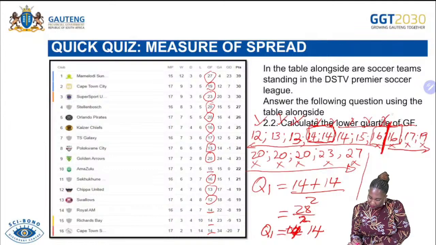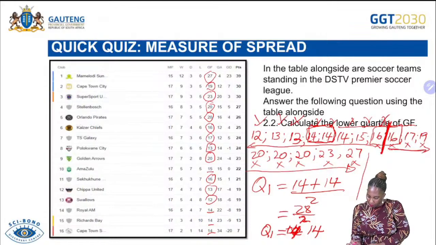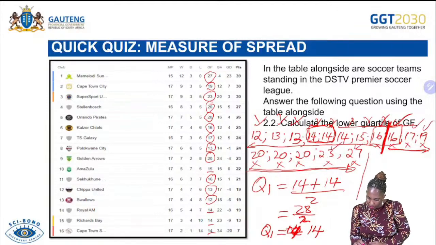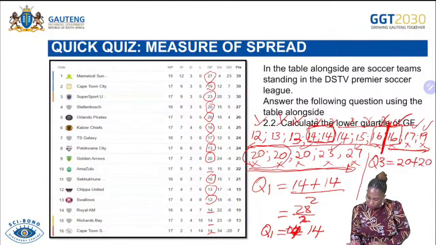Now the upper quartile, we said we have divided our data set into 2 equal parts. So now I'm doing the upper one. The upper one also has 8 values. So my two middle values, my Q3, which is my upper one, will be 20. The two middle values, 20 plus 20, I divide it by 2. Then I'll get 40 divided by 2. That will give me 20.